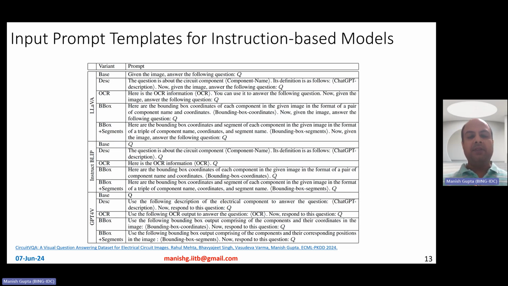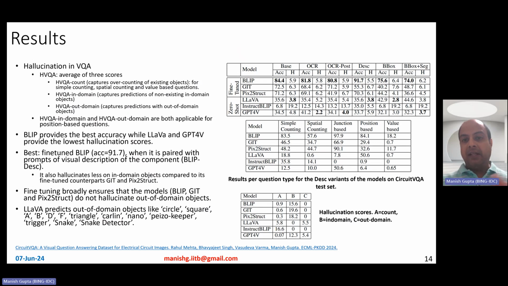Now, these are basically the input prompt templates for instruction-based models. Essentially, we use LLaVA, InstructBLIP, and GPT-4V, and these are the prompt templates when we have different variants of inputs being passed. As you see, they all make use of various kinds of information like component name, ChatGPT description of the component, bounding box coordinates, or OCR text, OCR information. And of course, they always contain the question and the image as well. So here are the results.